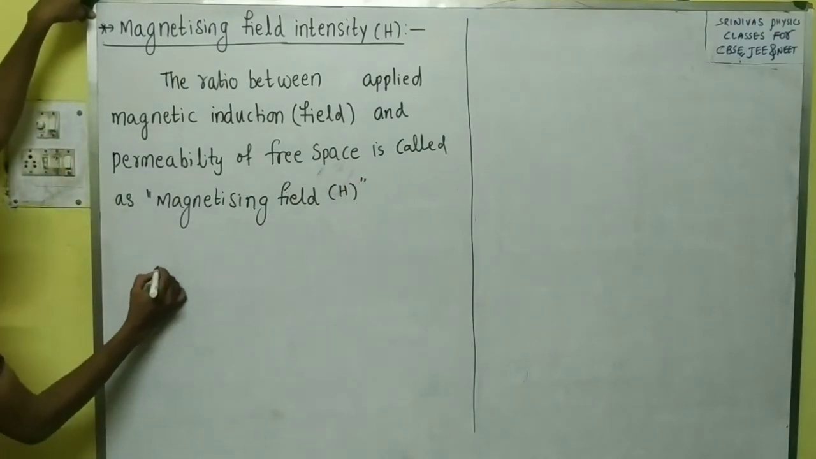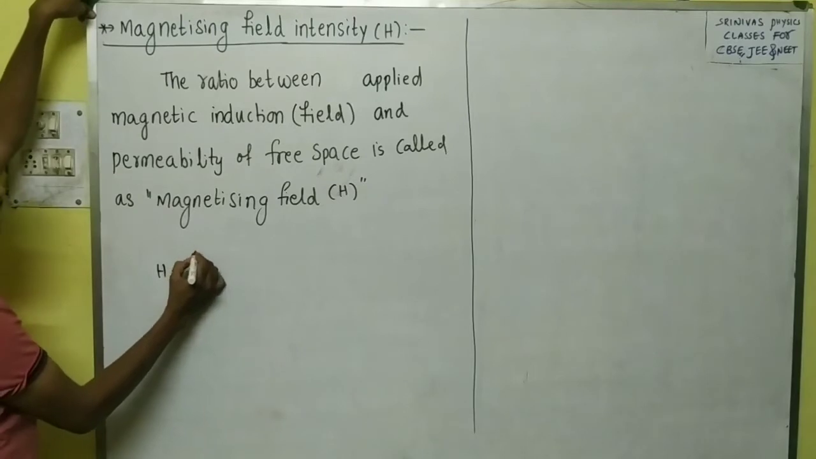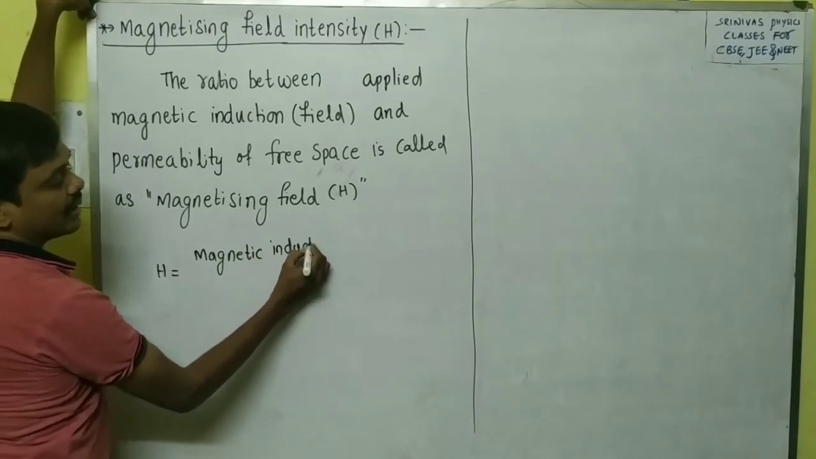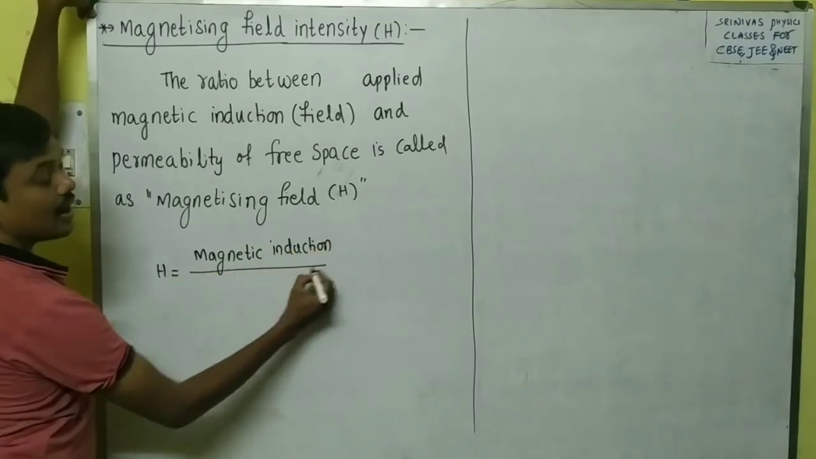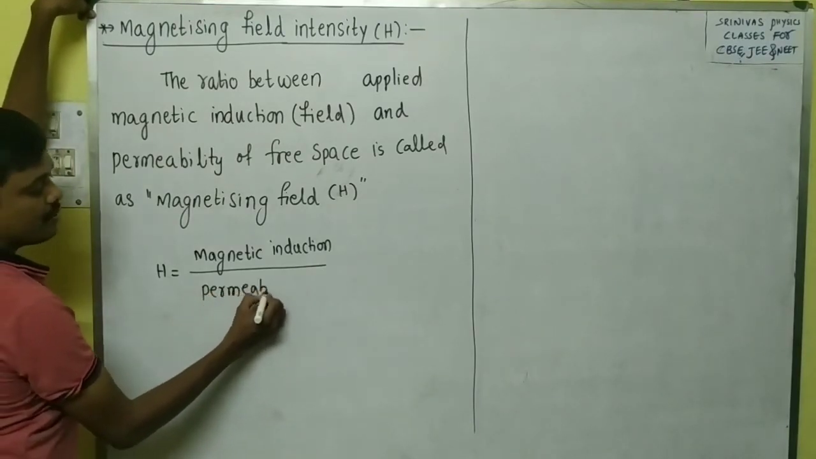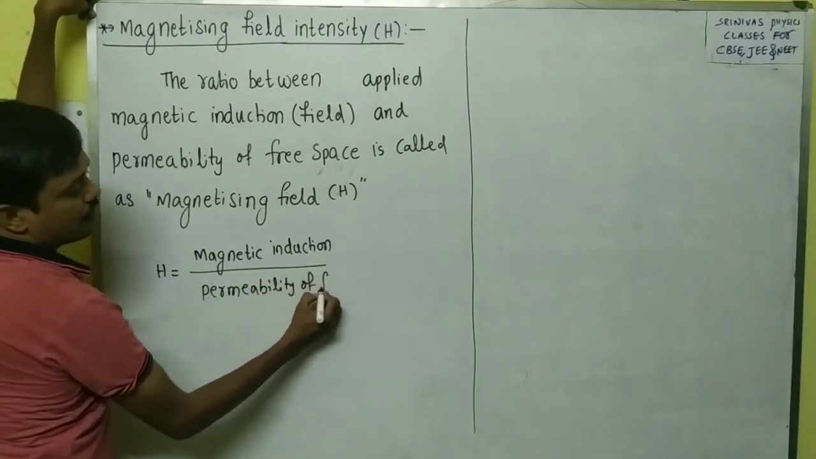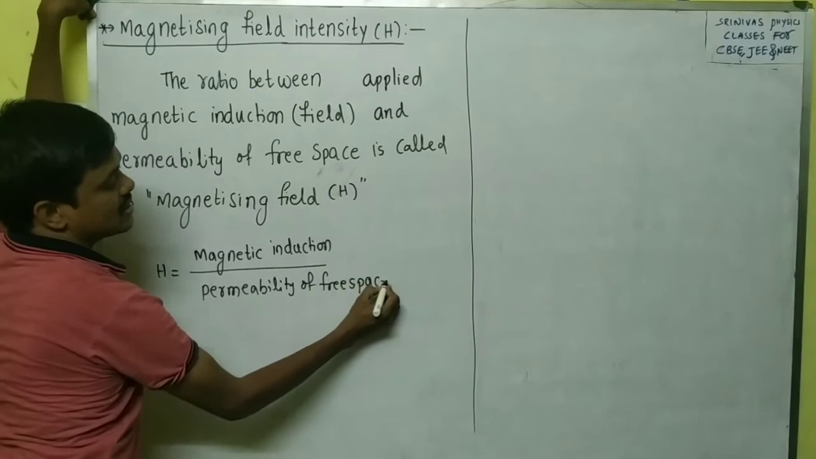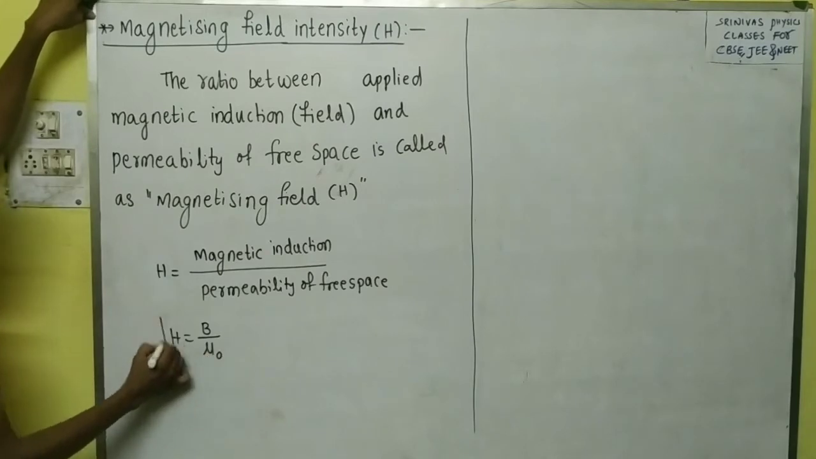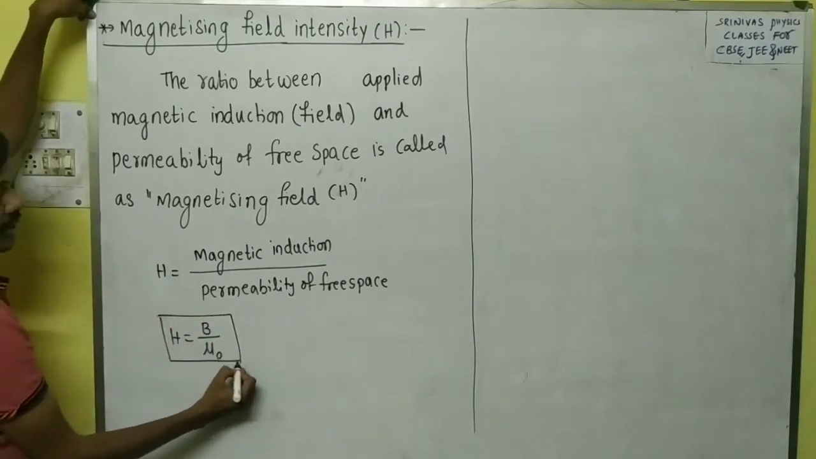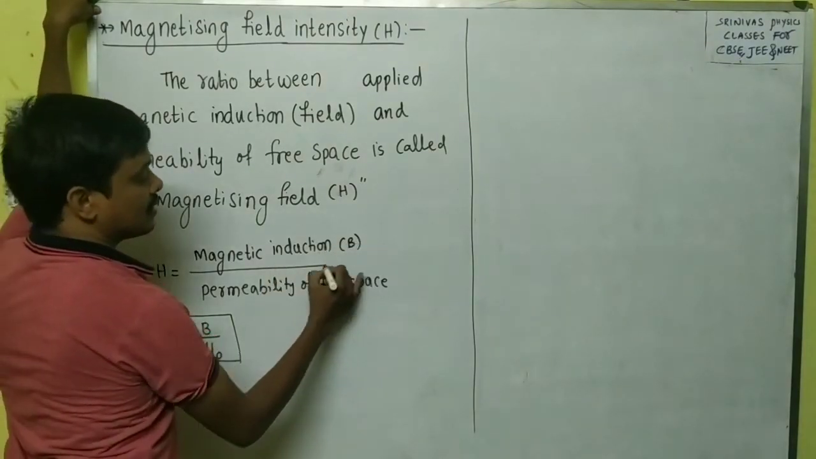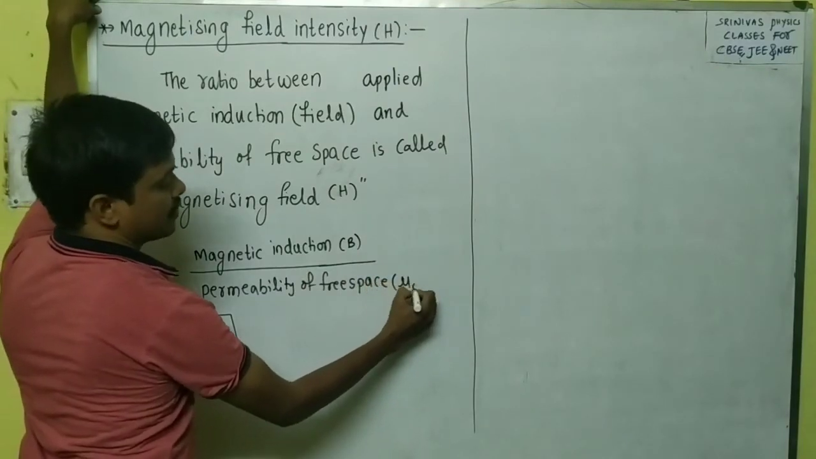Then what is the formula for capital H? Capital H is the applied magnetic induction divided by the permeability of free space. How to write this? H is equal to B by mu naught, where B is the applied magnetic induction and mu naught is the permeability of free space.